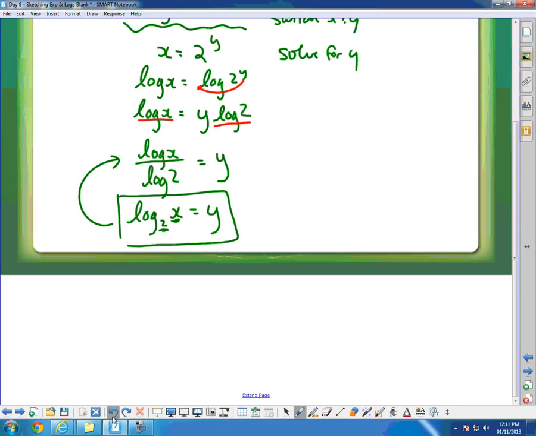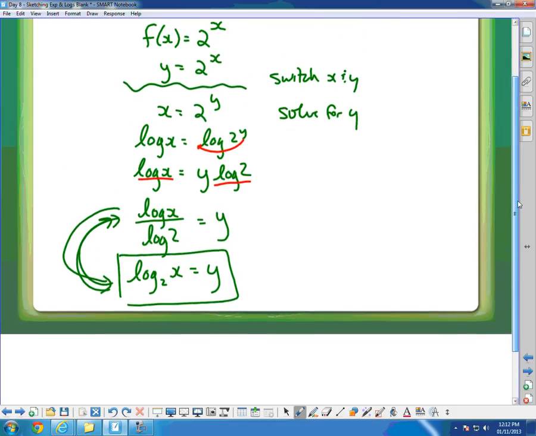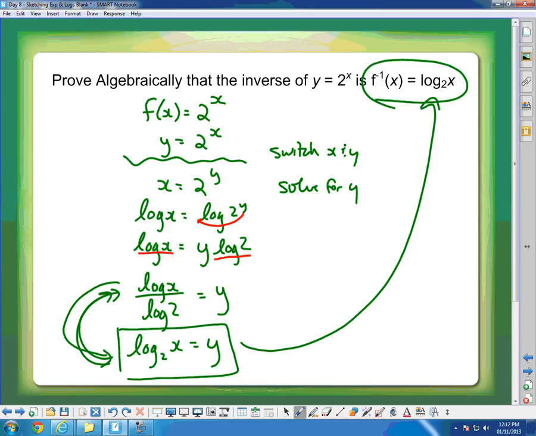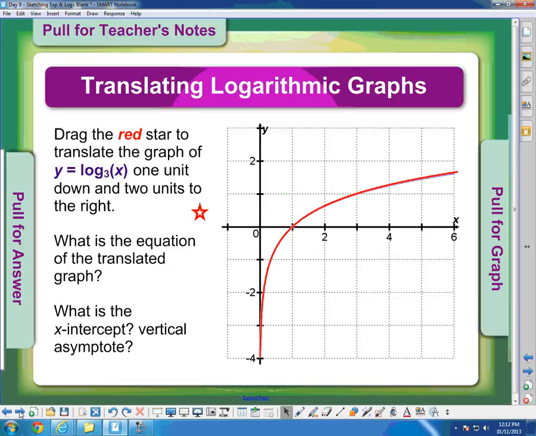Well, normally we go this way. This time I'm saying, hey, that is the same as this. Then that is right here. So this is just the algebraic proof that the logarithmic function is the inverse of the exponential. So that's all good information.